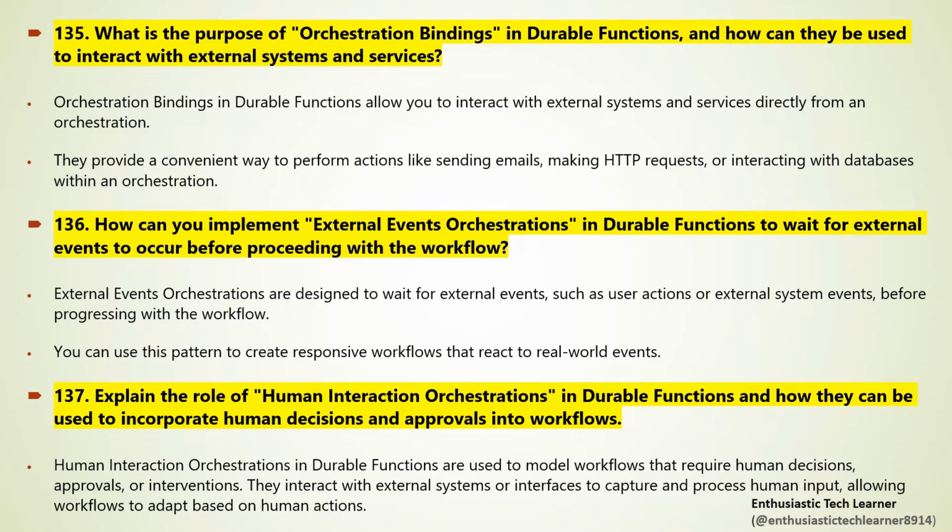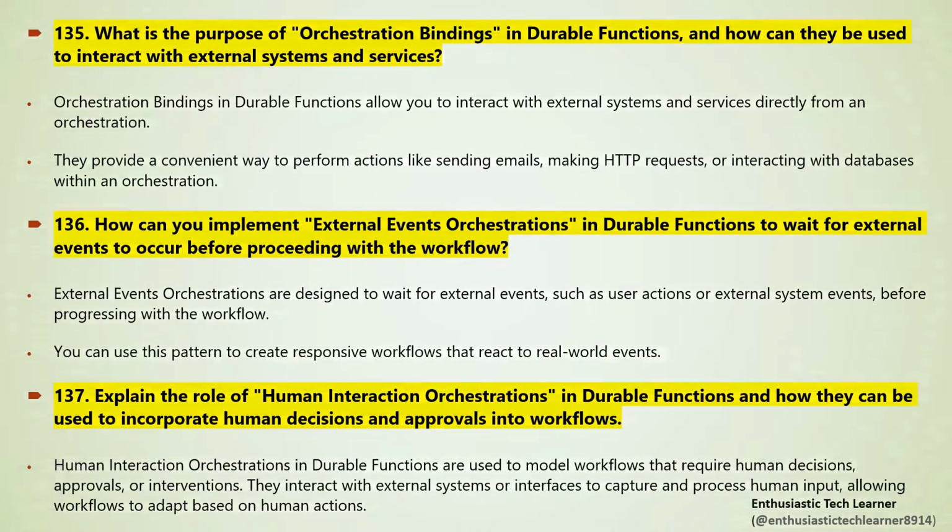Explain the role of human interaction orchestrations in durable functions and how they can be used to incorporate human decisions and approvals into workflows. Human interaction orchestrations in durable functions are used to model workflows that require human decisions, approvals, or interventions. They interact with external systems or interfaces to capture and process human input, allowing workflows to adapt based on human actions.